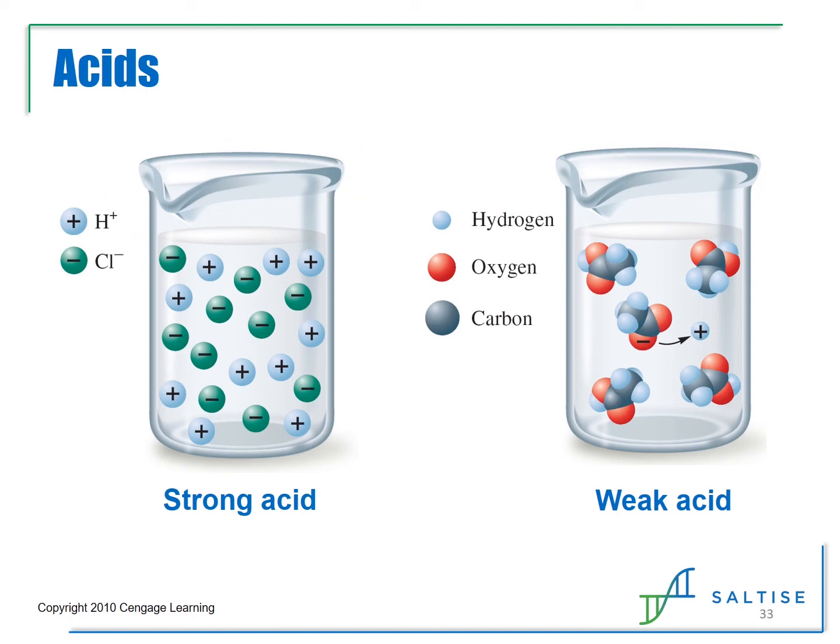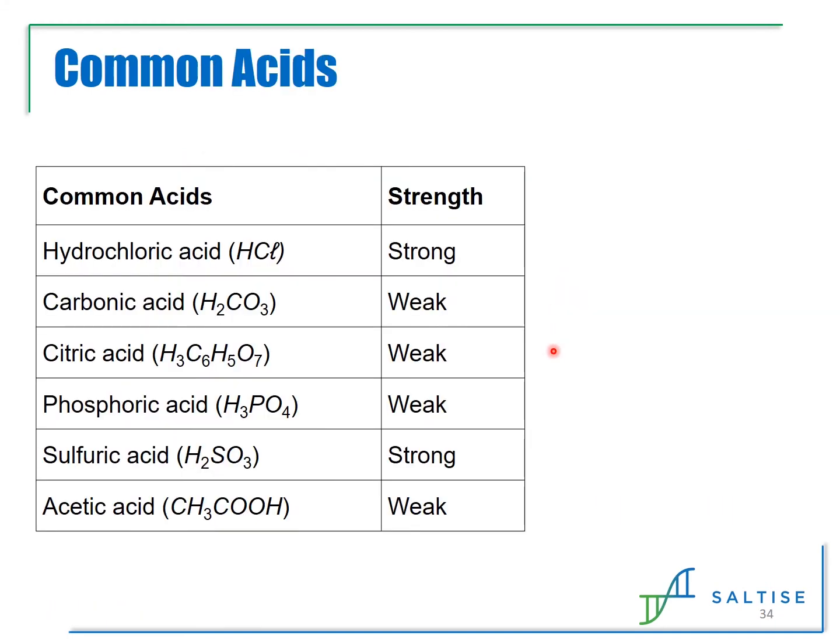These pictures here show the difference between a strong acid and a weak acid. Notice that the strong acid completely dissociates in water, whereas the weak acid has very few dissociations. These are some of the common strong and weak acids. Hydrochloric acid is often used as an example of a strong acid. In the body, it is produced in the stomach, and it helps to destroy the bacteria from the foods that we eat.